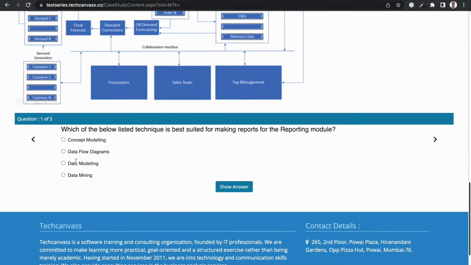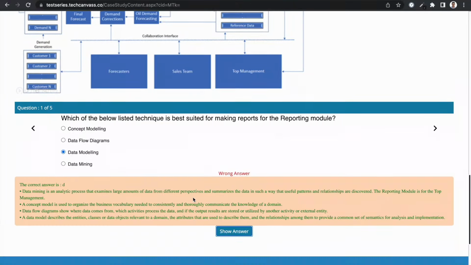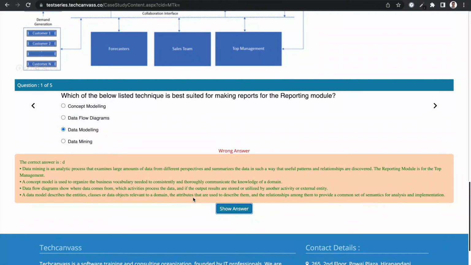Let me take any option, and let's see whether my answer is correct or incorrect. I take any option randomly, because in this tool we can also understand the justification for correct and incorrect answers. So the correct answer here is definitely data mining, not data modeling. As the question says, which of the following listed techniques is best suited for making reports?